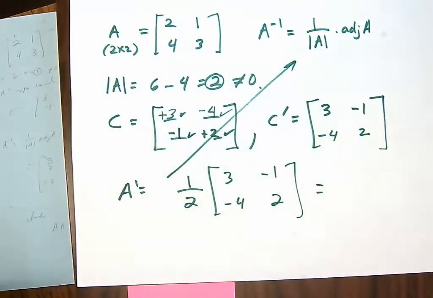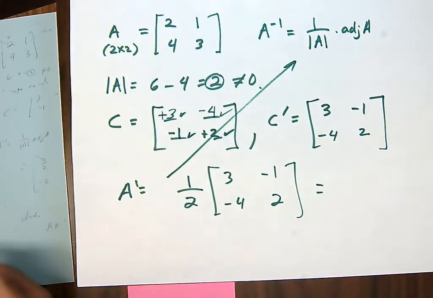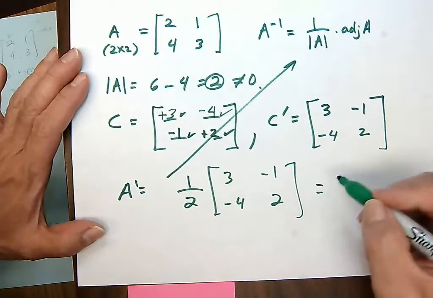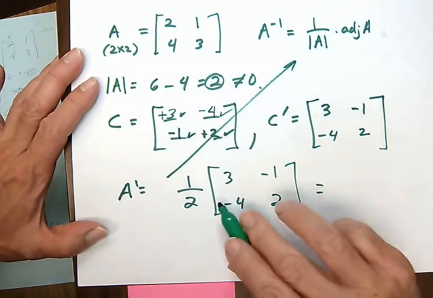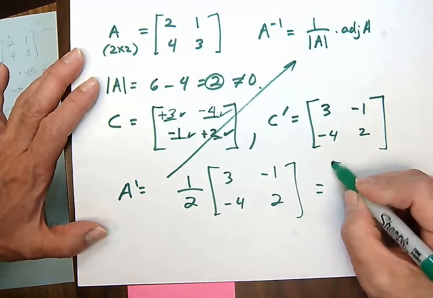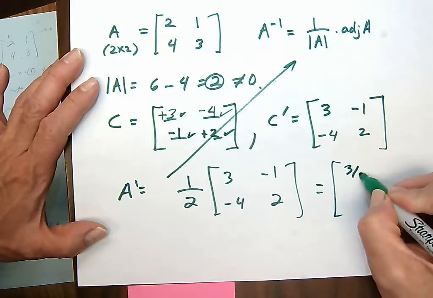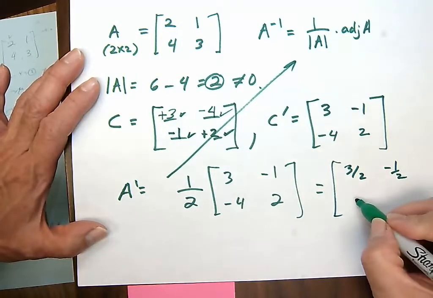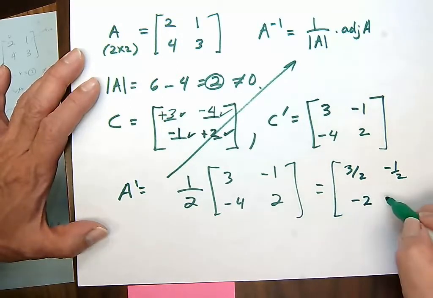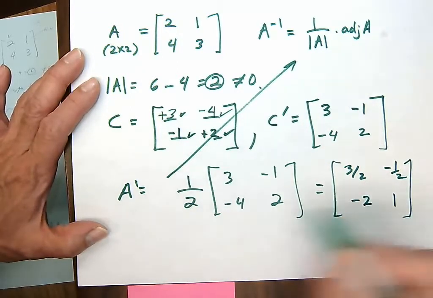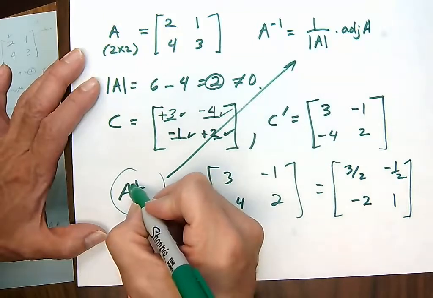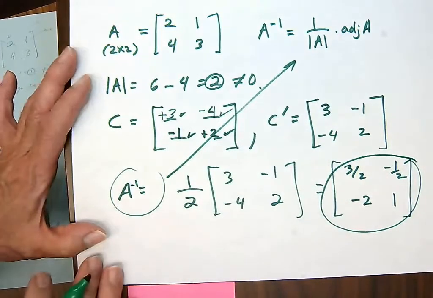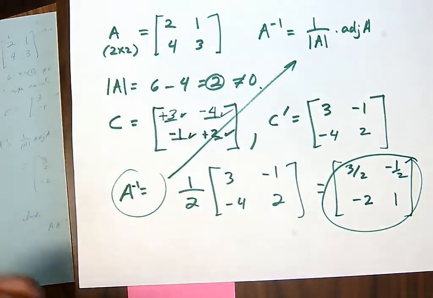And now we just have to perform scalar multiplication of a matrix. The matrix times a scalar, you just take every element in the matrix and multiply it by that scalar, or number, 1/2. So the results become 3/2, minus 1/2, minus 4 over 2, which is minus 2, and 2 times 1/2, which is 1. So the inverse of A is simply equal to this matrix right here. That's the inverse matrix of A.